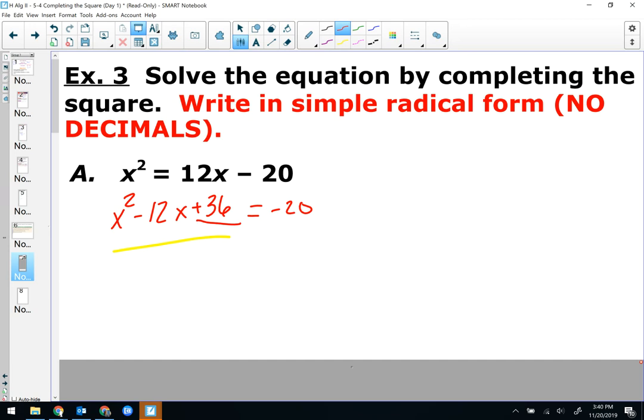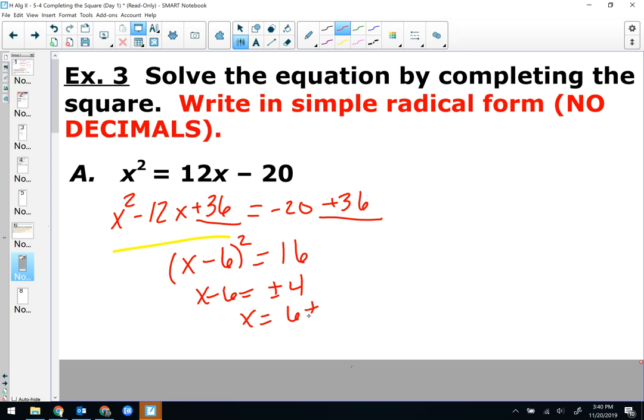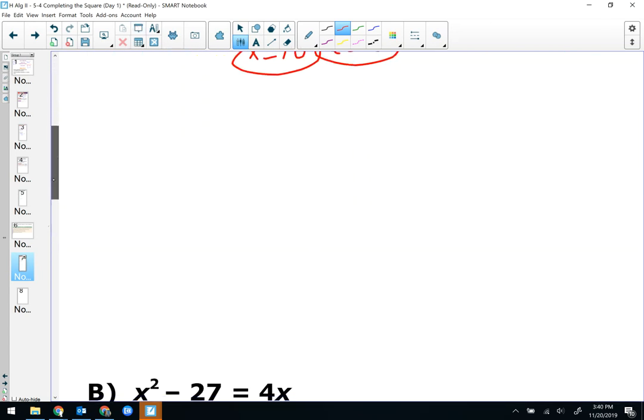Well, if I add 36 to the left side, I've got to add 36 to the right side. That means that this is x minus 6 squared, because again, what was -12 divided by 2? -6. And this is 16. Holy chicken nuggets. That means x minus 6 is equal to plus or minus 4, because I square root, obviously. And that means I've got x is equal to 6 plus or minus 4. Well, what is that? That's x is equal to 10, 6 plus 4, and x is equal to 6 minus 4, 2. That's completing the square, folks. That's fancy. That's nice. This way's going to work every time.